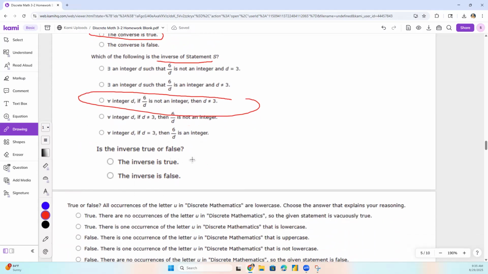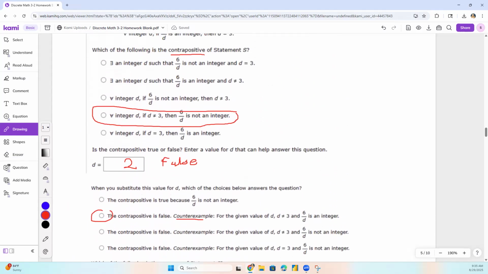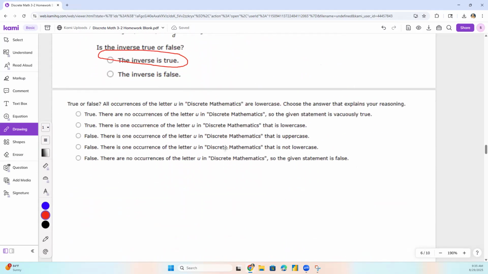So let's think, is it true or false? If this is not an integer, then it's not 3, correct? Because if it was 3, it would be an integer, so this inverse will be a true statement for this question. So that's how we do this question.